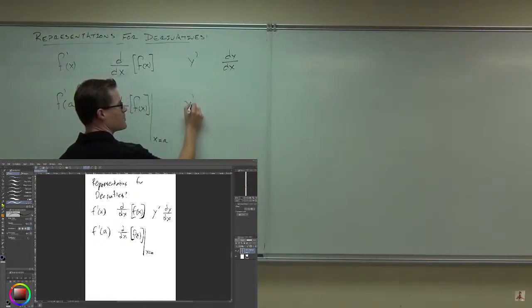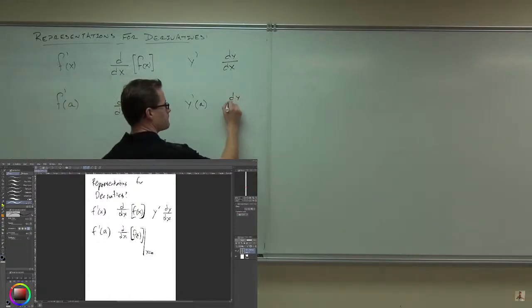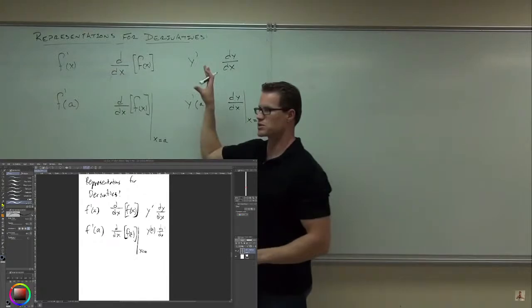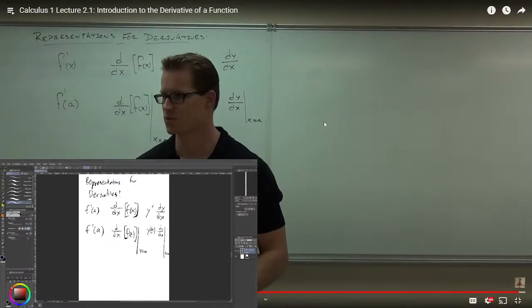You could do this, y prime of a. Or lastly, you could do dy dx at x equals a. This long line just means evaluate. I'm going to go with our symbolic notation for this. So this is our evaluation. This is just a way we represent our first derivative. And that pretty much wraps up section 2.1. That's it. So if we get the stuff down as far as the continuity goes and finding derivatives, we're good. Do you have any questions before we move on?